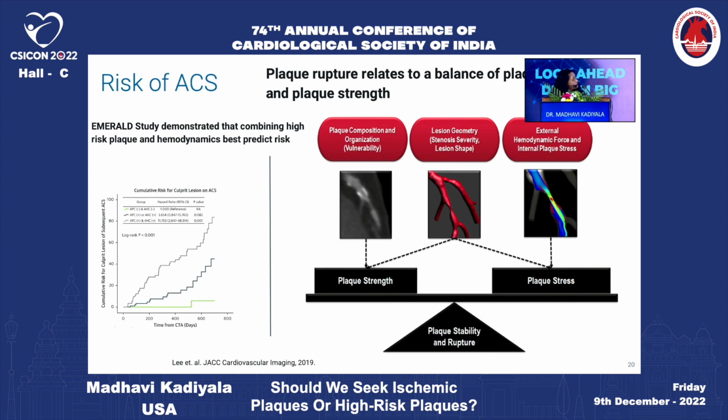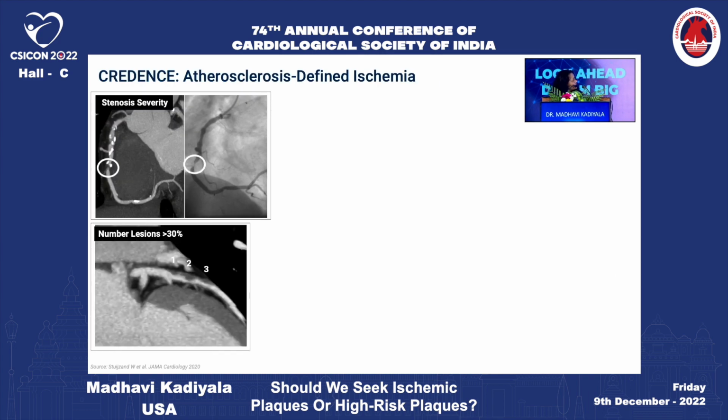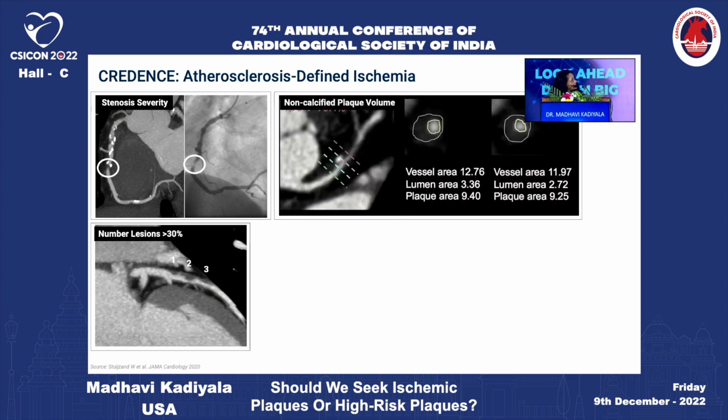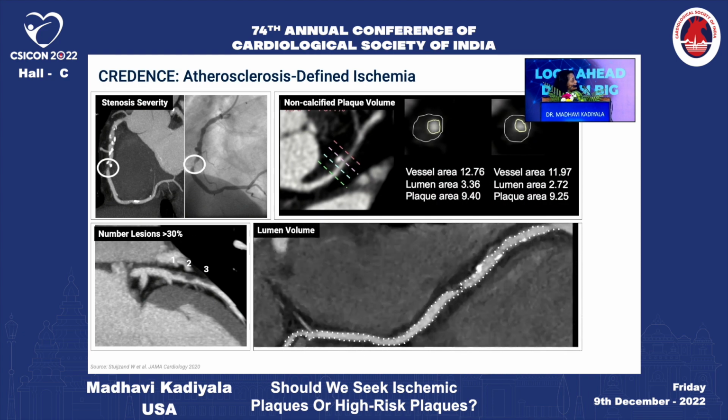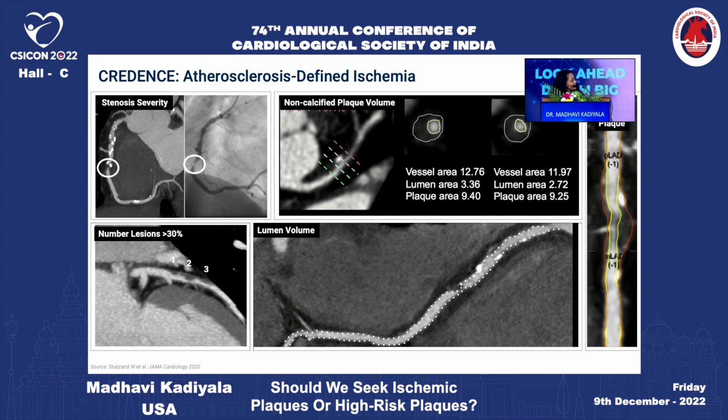They also indicate, from the study, that plaque rupture is really related not only to plaque composition and organization, which indicates the vulnerability, but also to lesion geometry and external hemodynamic forces, all of which information can be derived from these computational models and can predict the risk. So in CREDENCE, they used stenosis severity, the number of lesions, the amount of non-calcified plaque volume, and the lumen volume to derive these scores to predict the atherosclerotic risk, and of course the high-risk plaque.